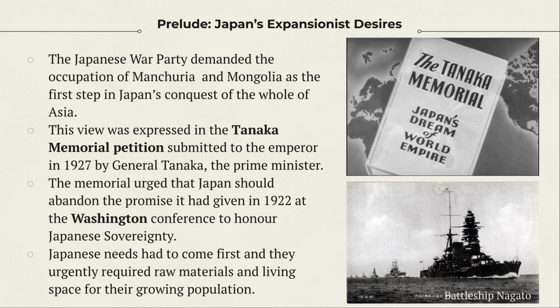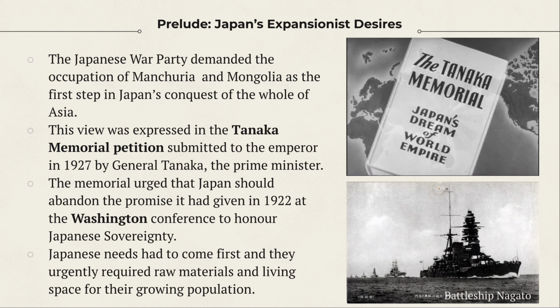So what the memorial says is, it urged Japan to abandon the promise it had given in 1922 at Washington, and to honor Japanese sovereignty, to seek to protect the nation. So they advocate for Japanese needs first, and that they urgently required raw materials and living space for their growing population.